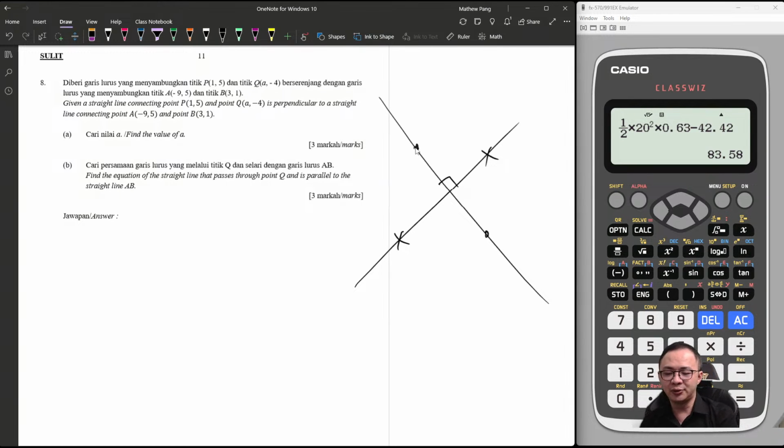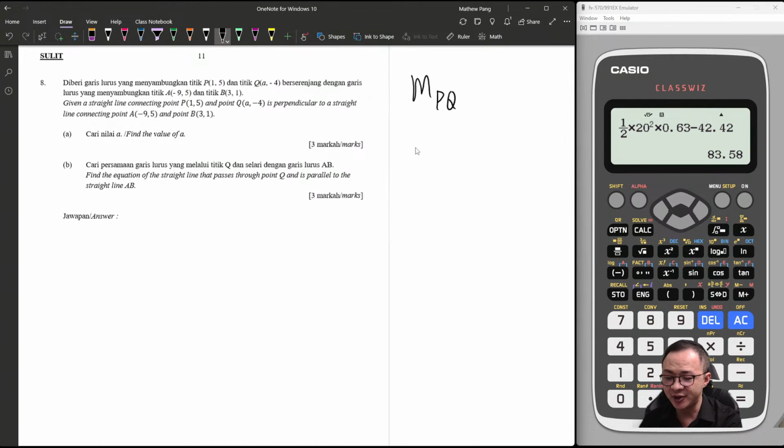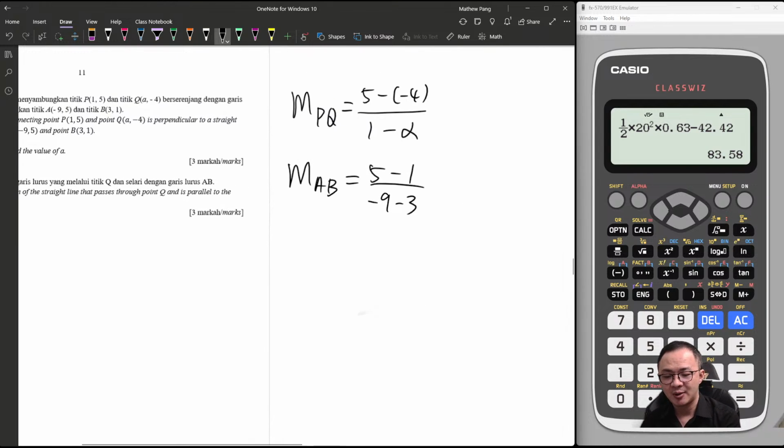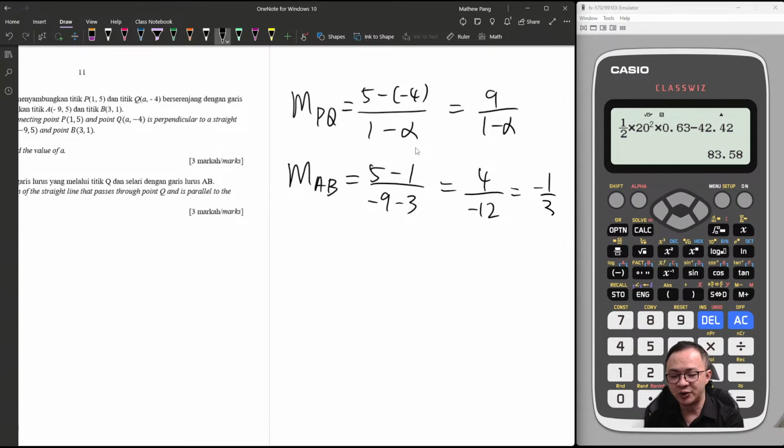Alright, so let's do one by one. So we find the gradient for PQ first. Gradient is (y minus y1) divided by (x minus x1). That is in terms of alpha, right? Then we find the gradient of AB. Y minus y, x minus x. This one should be 9 over 1 minus alpha. This one should be 4 over negative 12, negative 1 over 3.